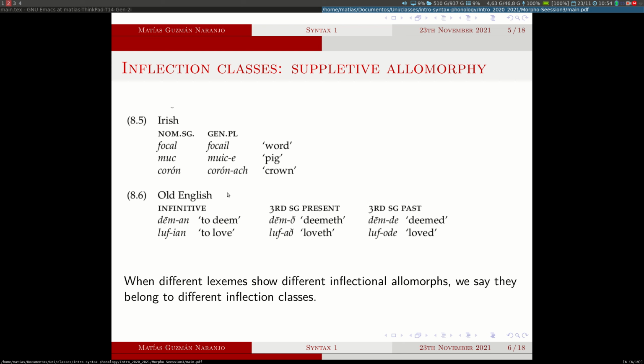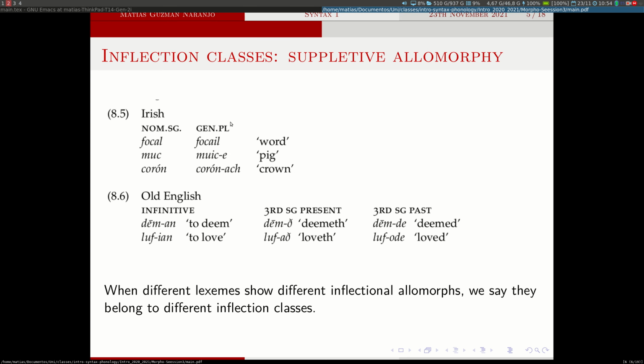Okay, now, well, in the first example, in Irish, you have nominative singular and genitive plural, and what you can see is that the nominative singular form doesn't have a marker in relation to the genitive plural. The genitive plural completely includes the nominative singular, and most importantly in this case, the genitive plural is different for all three words, for focal, for muk, and or mutz, and so on.